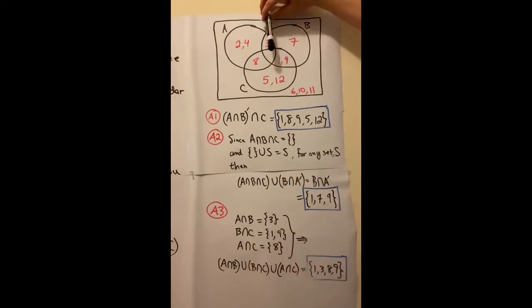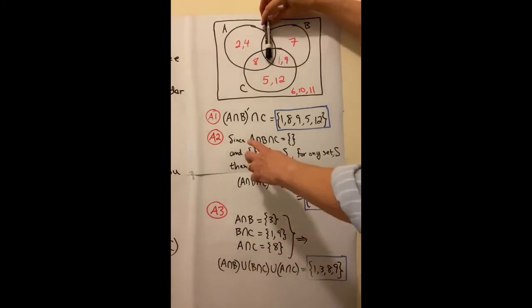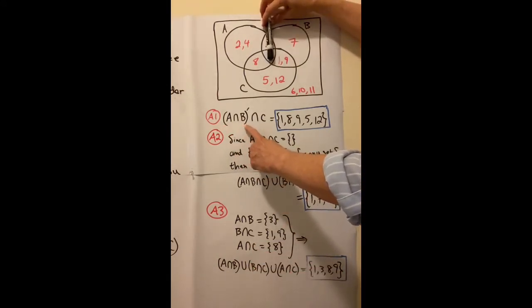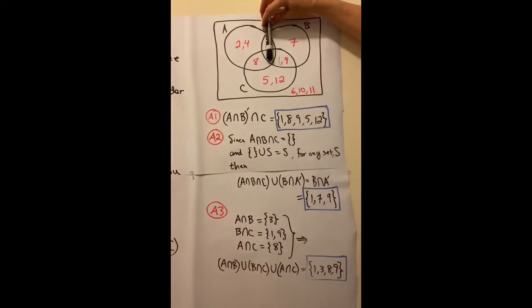But that's not what they're asking for. They're asking for the intersection of the complement of A intersection B with C. Looking at the visible elements without writing anything down, which ones are also in C? That would be 8, 1, 9, 5, and 12. So just by putting one pen down, you can answer what that set is. This is the beauty of the Venn diagram.